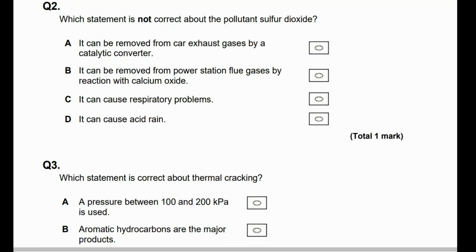So you all know about sulfur dioxide. It's released from sulfur impurities in fuels. When they're combusted, the sulfur burns in oxygen to form sulfur dioxide. So can it be removed from a car exhaust? I don't know. Let's have a look at these.